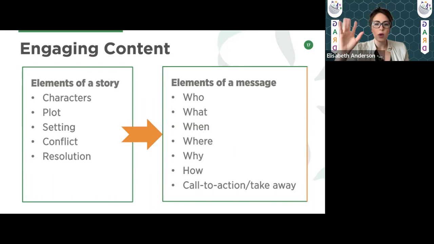We always want to have some sort of call to action or a takeaway on a message because people want to act on something. You don't want to just tell them some cool thing and they don't feel like they can share it or should share it. Or you don't want to say, hey, this thing is happening, oh my gosh, it's so important, and then there's nothing to it. I mean, what do they do? So you always want to have a call to action or a takeaway.